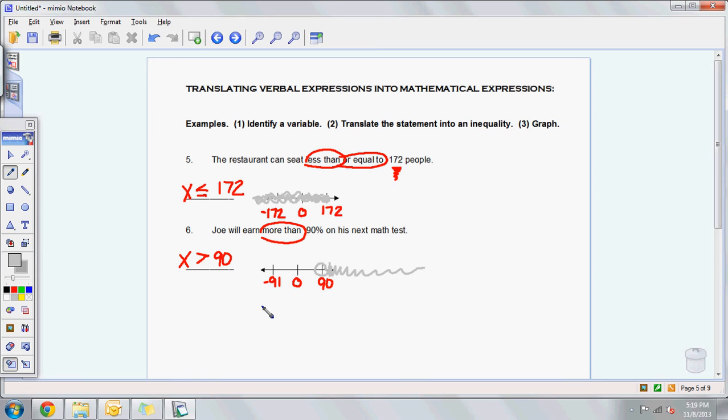Okay? So this hopefully gave you a little taste of not only how to translate it, but also what graphing it is all about. Okay? So answer the questions that you're given after this and go on to do some of those activities to practice. All right?